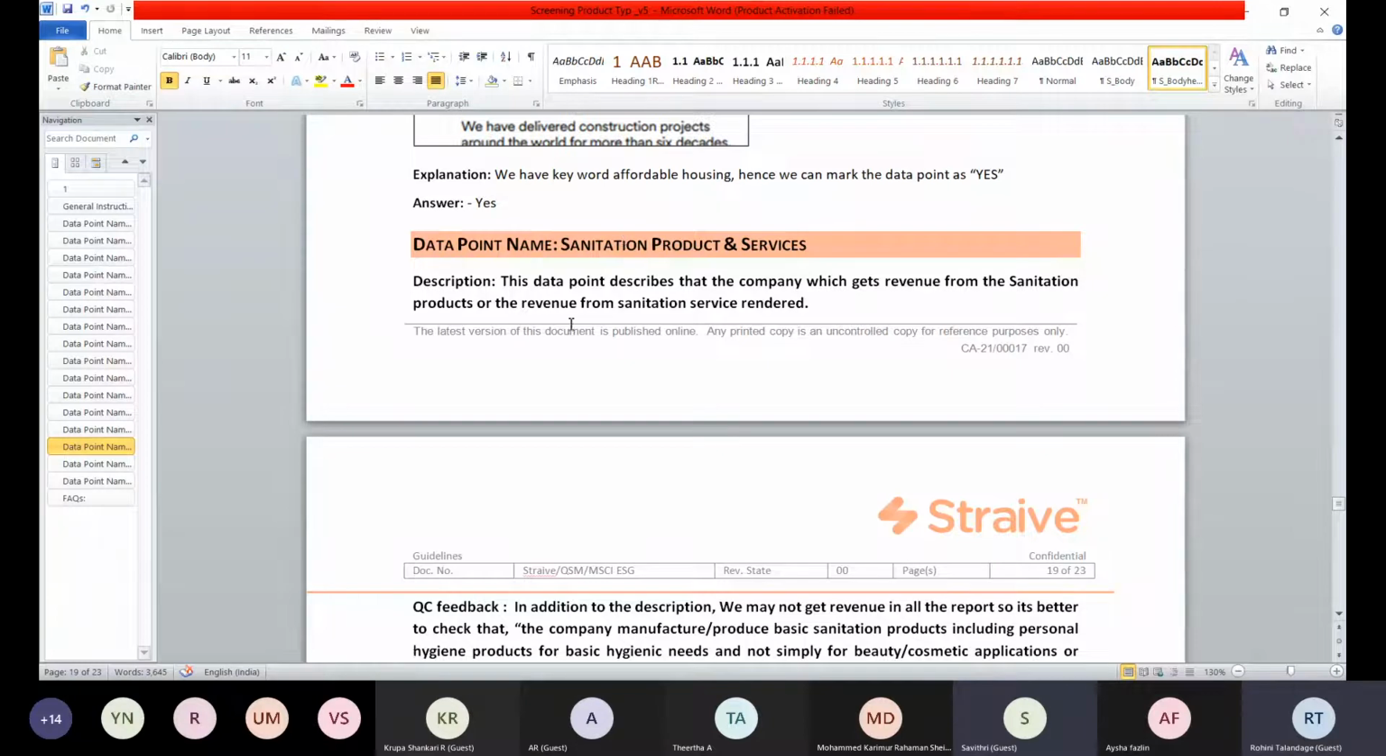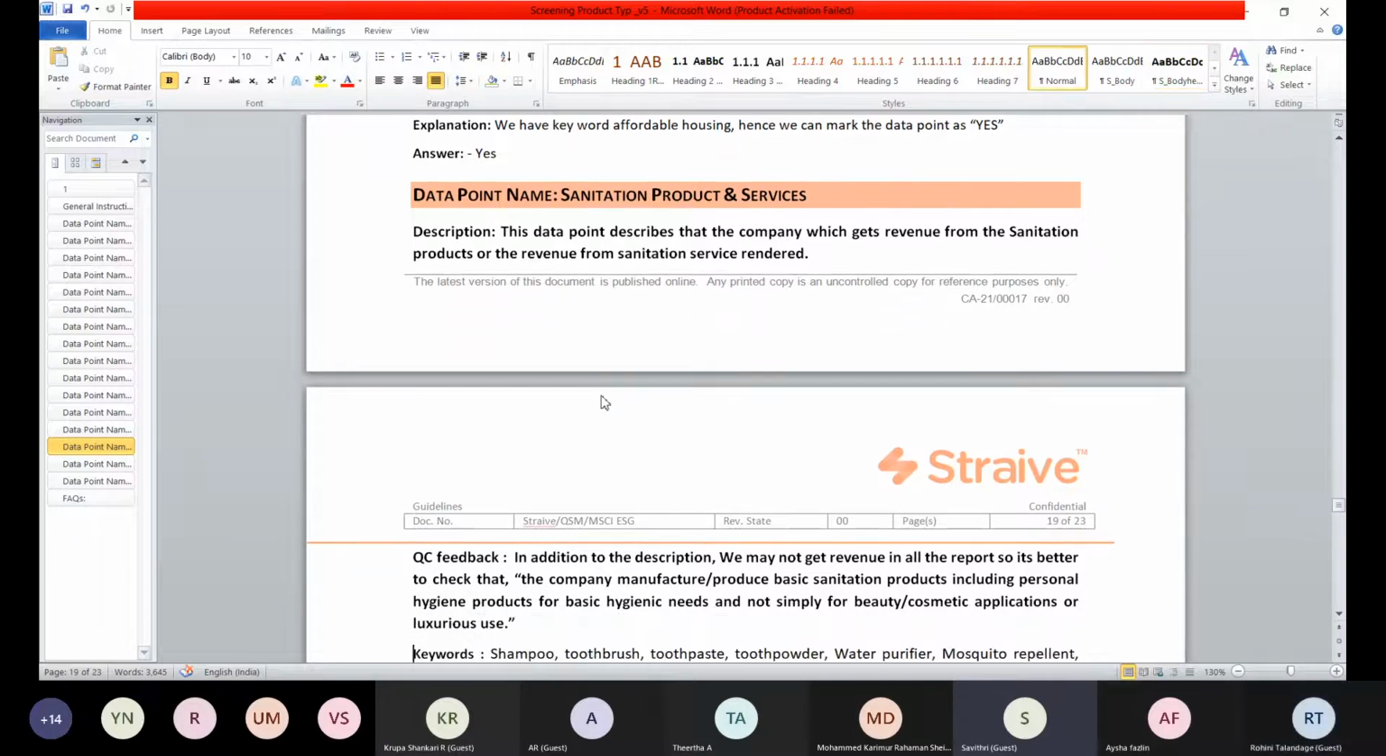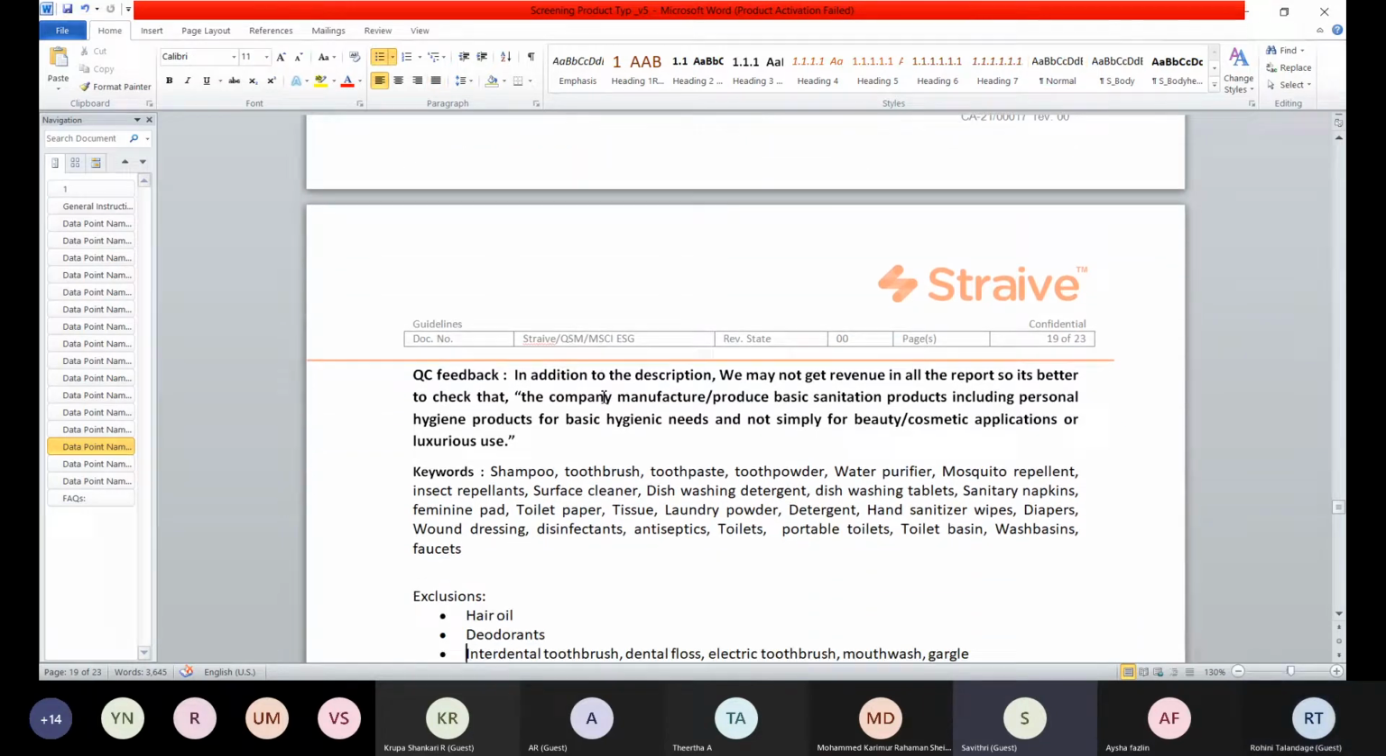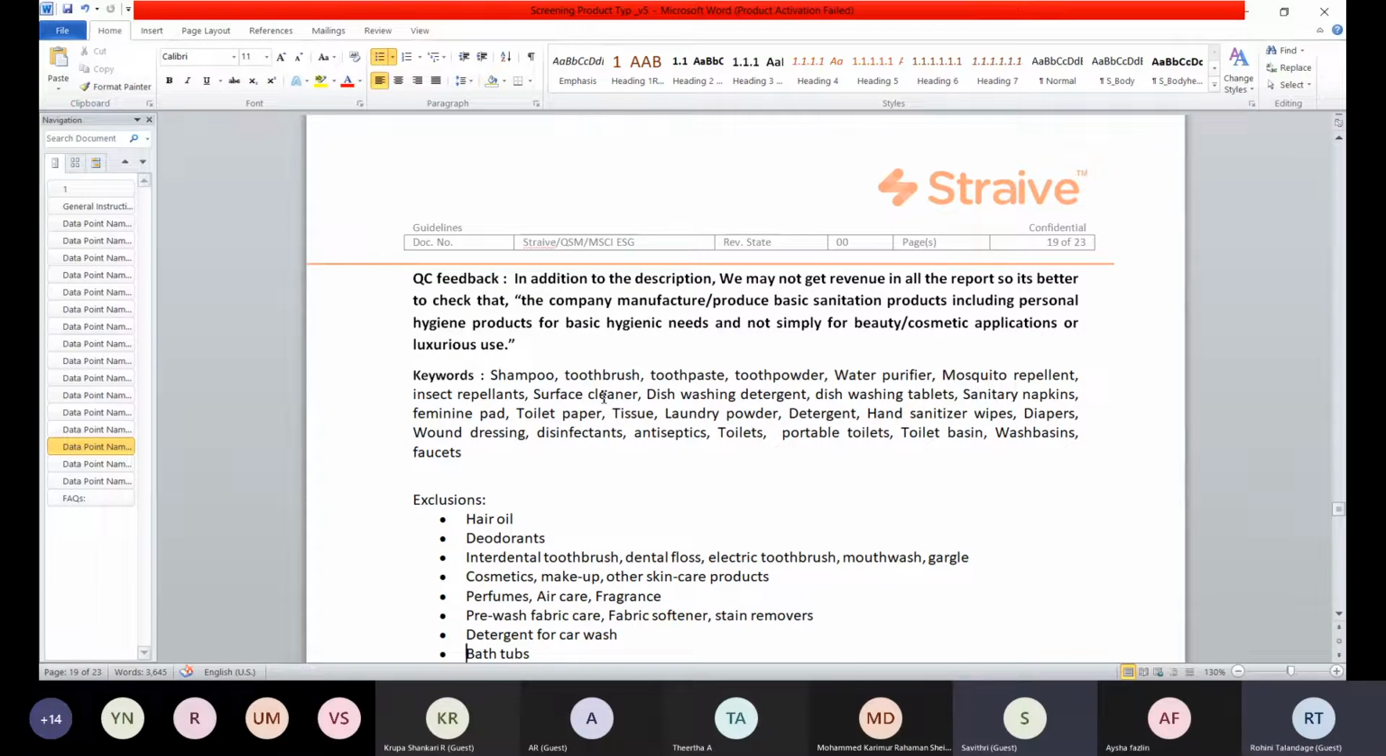Sanitation products and services. This data point consists of companies which get revenue from sanitation products, or revenue from sanitation services rendered. Now in this case, these are all the keywords which we have. For this we have one note: in addition to the description, we may not get revenue in all the reports.